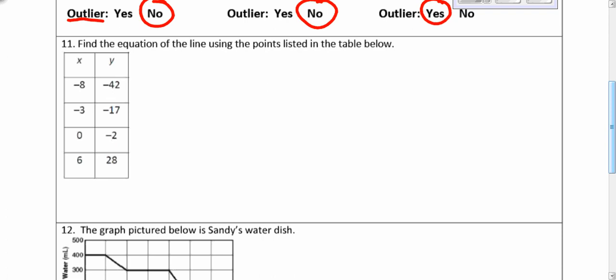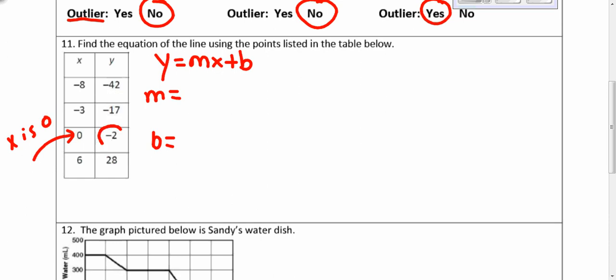Number 11. Find the equation of the line using the points listed in the table below. Every time you find the equation of a line, you have to write down the equation in slope-intercept form just to get things going. And you have to find the slope and the y-intercept. When x is 0, this table has a nice 0 for the x. When x is 0, the other number is the y-intercept. So it's given, it's like a gift. So b equals negative 2.